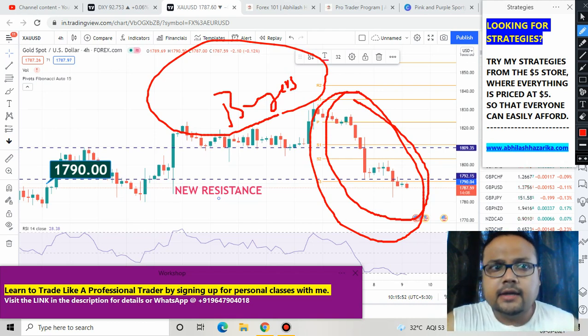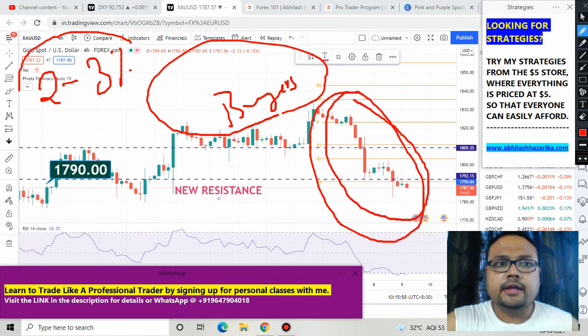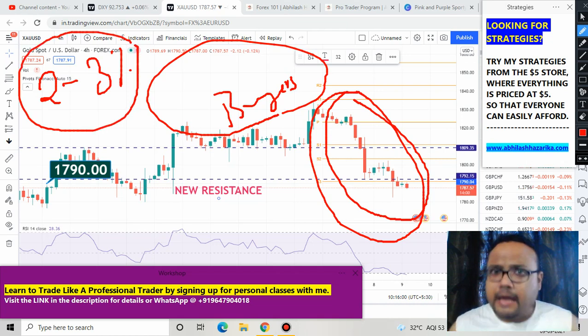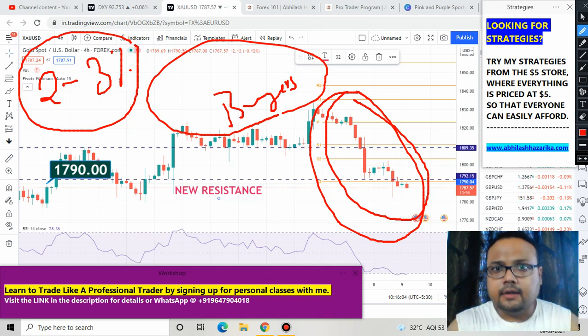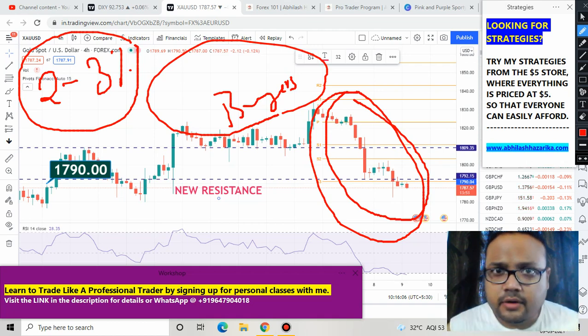Just keep in mind that you need to follow proper risk management. It means that you should not risk more than 2 to 3% of your trading capital, because anything may happen in the market. As a trader, it is your duty to protect the capital. Therefore please follow proper risk management.